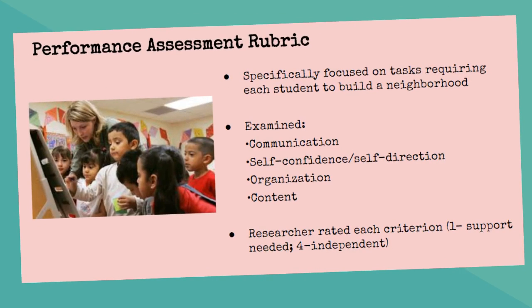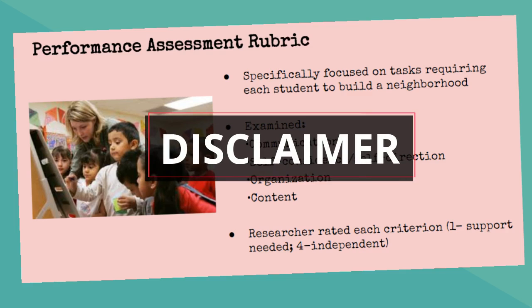The performance assessment rubric was used by the researcher with each of the students to build a neighborhood as a task. It examined communication, self-confidence, organization, and content. Students receiving a score of 1 meant they needed support to complete the task. Students receiving a score of 4 meant they could complete the task independently. The researcher conducted the study by herself with each of the students to eliminate the possibility of inter-rater reliability issues.